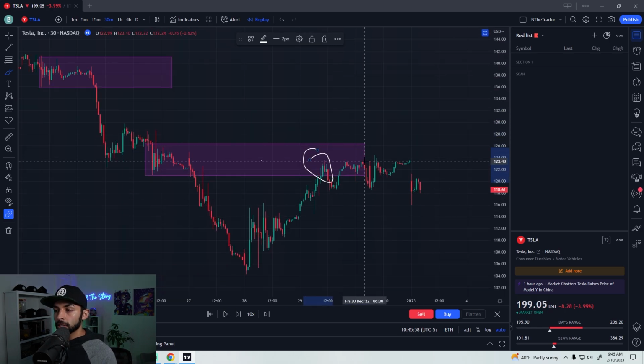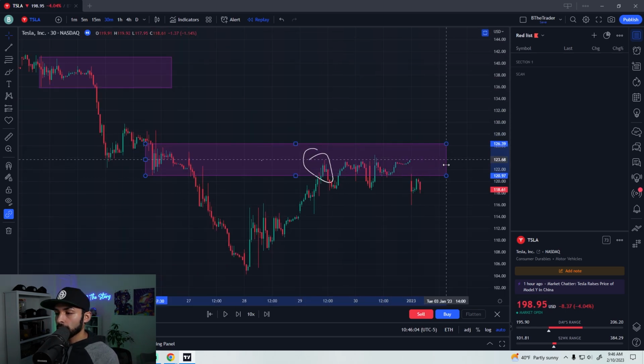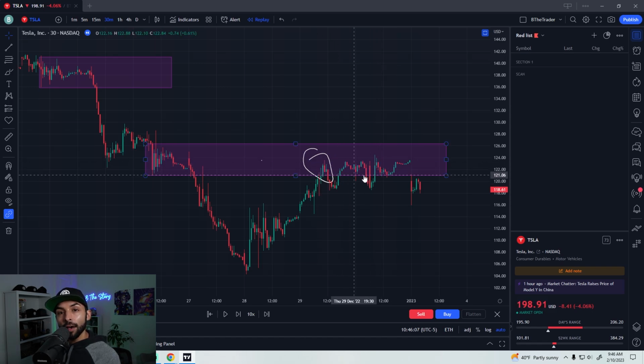Now, what I want you to see here is not everything is picture perfect. This actually held and fought in the supply zone for quite some time before it decided to pull back. This can happen. So whenever you take a position, you want to make sure that you have a risk reward and a plan in place.